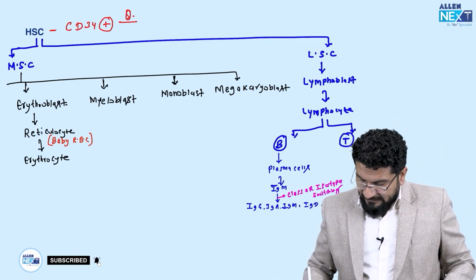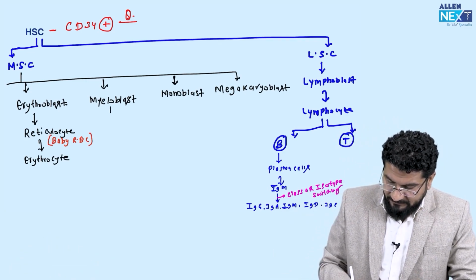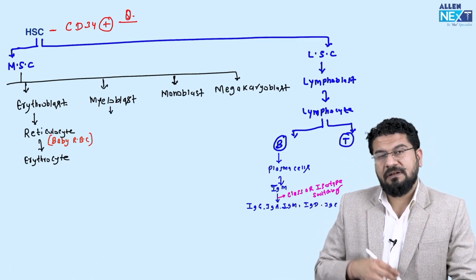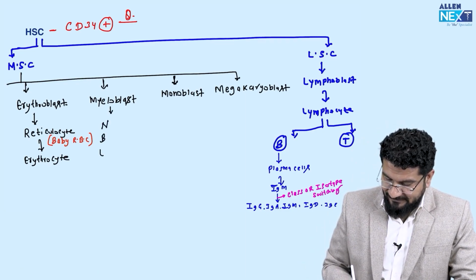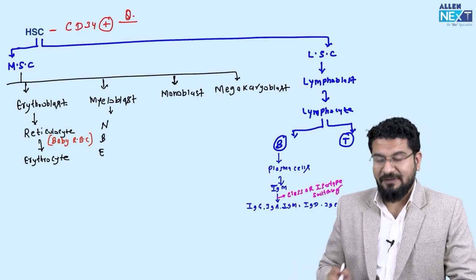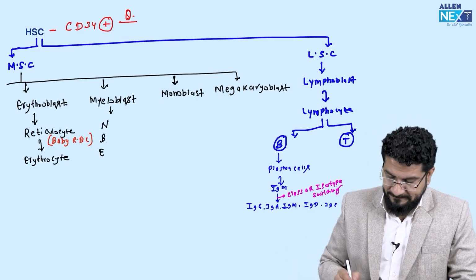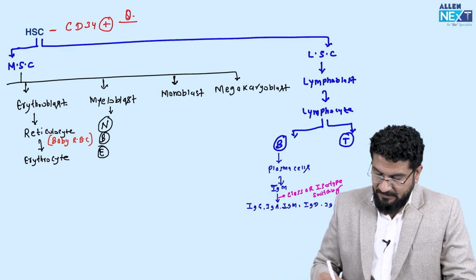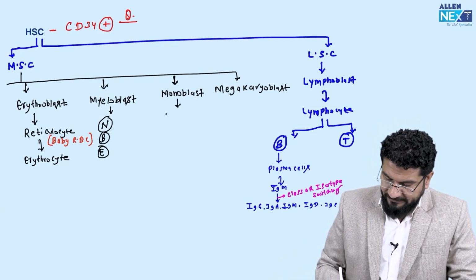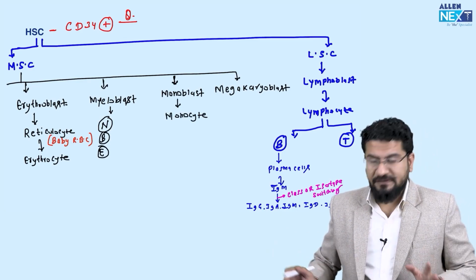This myeloblast will further proliferate to produce National Board of Examination. Not a joke, it is NBE, meaning neutrophils, basophils, eosinophils. So neutrophils, basophils, eosinophils. Monoblast will form monocyte. So now you can see our entire WBC is complete.